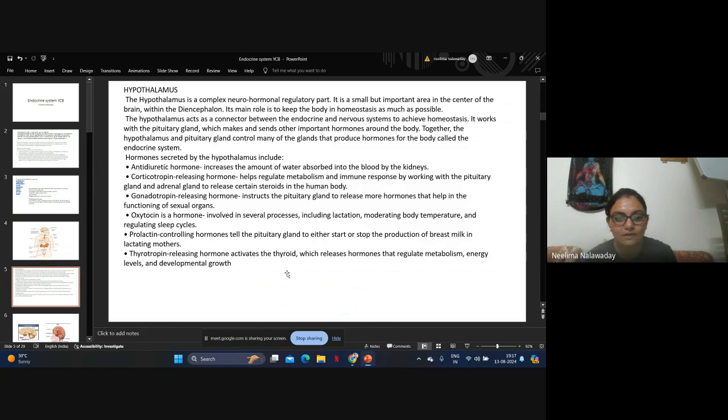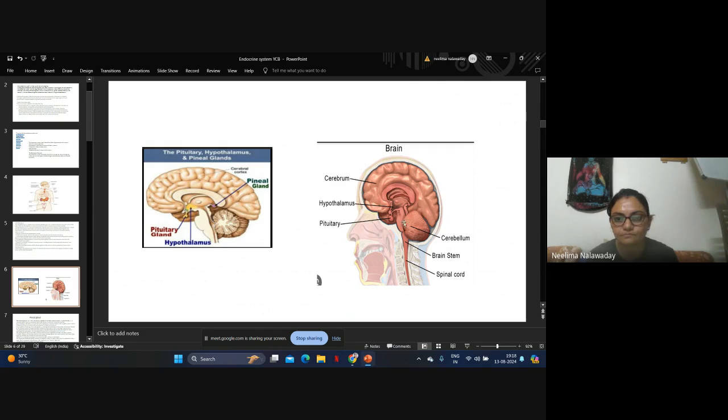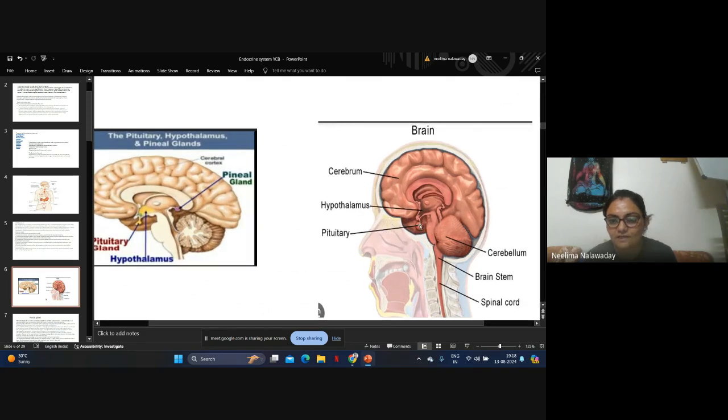First is hypothalamus. Hypothalamus is located inside the brain. So here you can see this is brain, and hypothalamus is inside the brain. Hypothalamus is connected with pituitary gland. So this connection is there. This is hypothalamus, and there is a small connection between hypothalamus and pituitary gland.